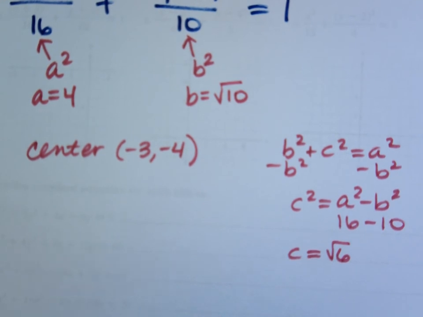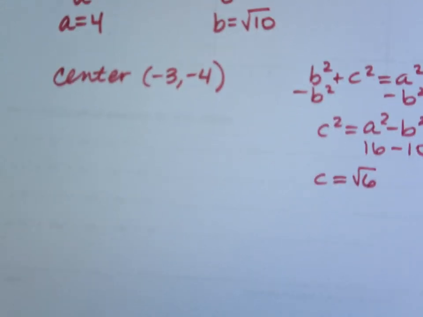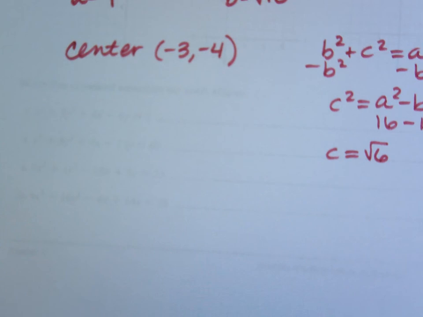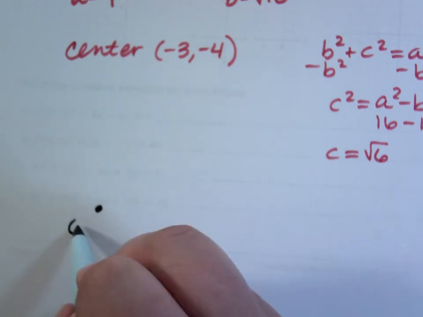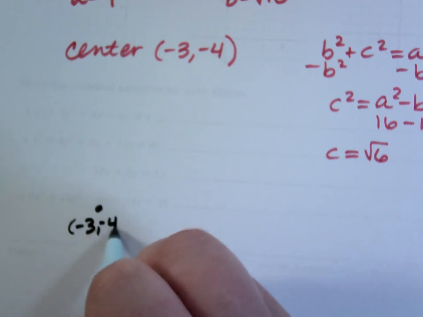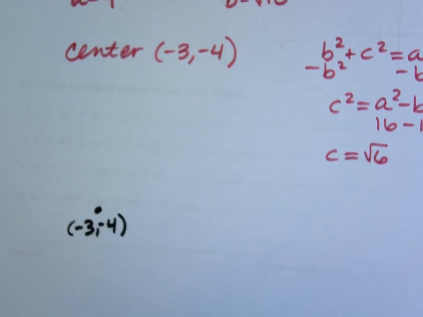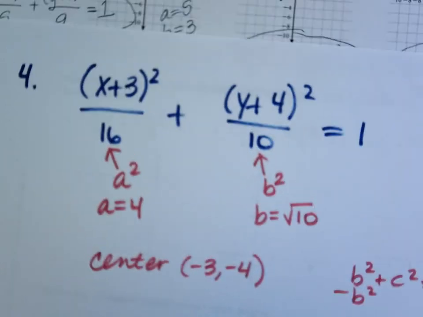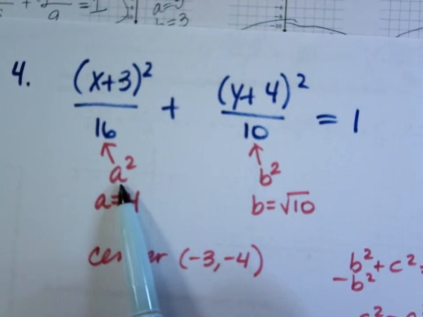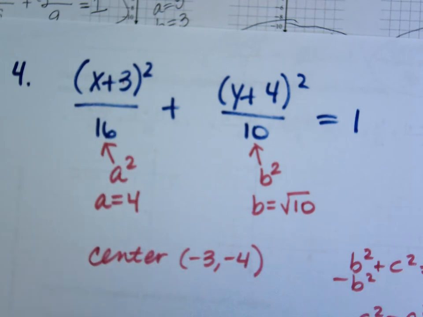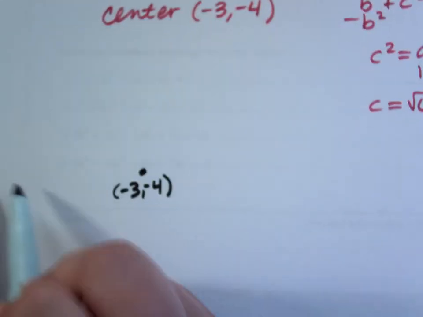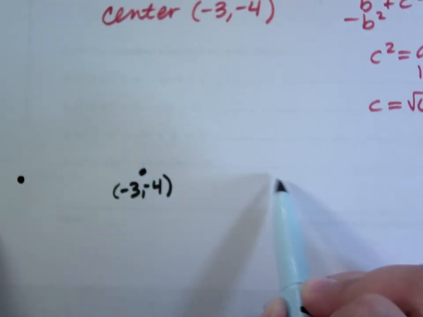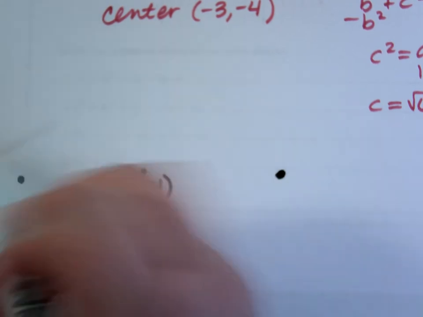All right, first off, let's just sketch it. And I'm going to do it on a larger scale here on my separate piece of paper. -3, -4 is my center. Now, is the major axis horizontal or vertical? Well, that goes back up to where a was. Since a squared was under the x, it's horizontal. So that means I'm going to go left of here and right of here to get to my vertices.